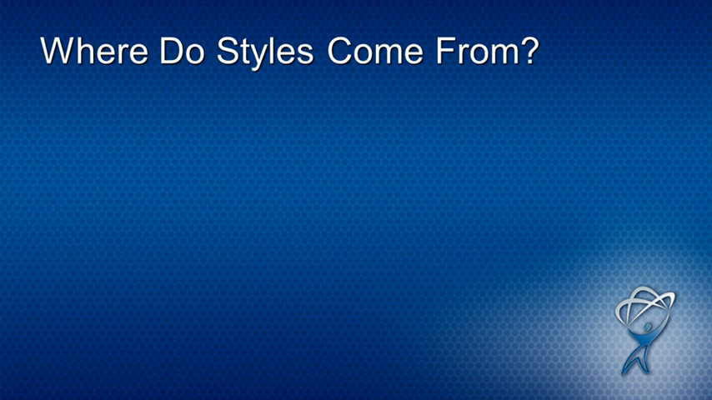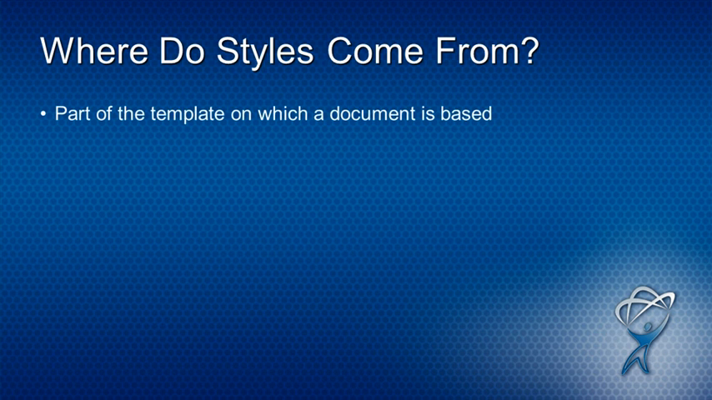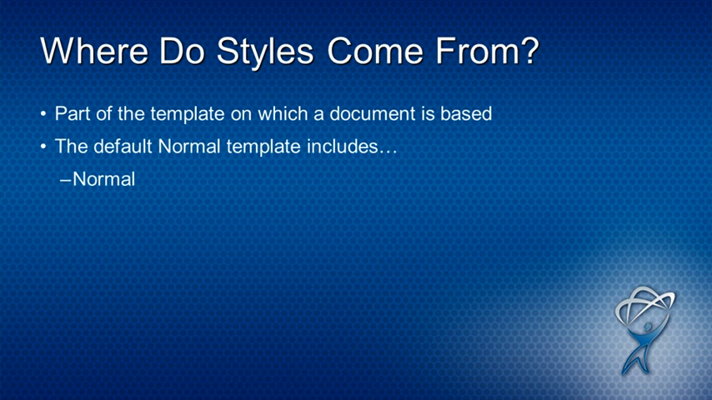Sometimes people want to know where styles actually come from. Well, generally they're part of the template on which a document is based. So when you open a new blank document, that is based off of the normal template. That means that the normal template and all of its styles are available. The default normal template actually includes several styles that you may or may not be aware of. They include the normal style. This is what we consider to be just plain text. When we open a Word document and start typing, all of that text by default is in the normal style.